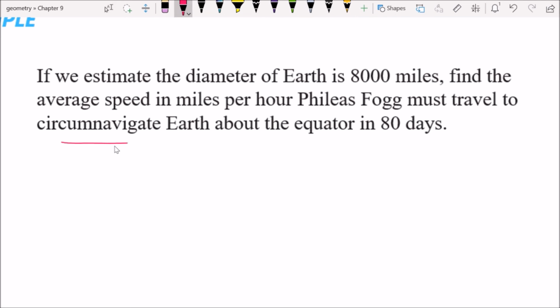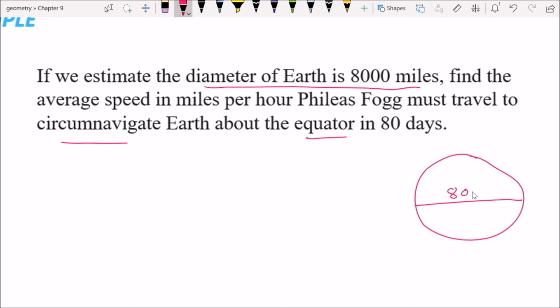Circumnavigate, that means to go all the way around, like to navigate your way around the circle. They say it's the equator, so we'll know that it actually is the circumference with a diameter of 8,000 miles. So we're kind of looking down on top of the Earth right here from maybe one of the poles, okay? And we're told the diameter is 8,000 miles.